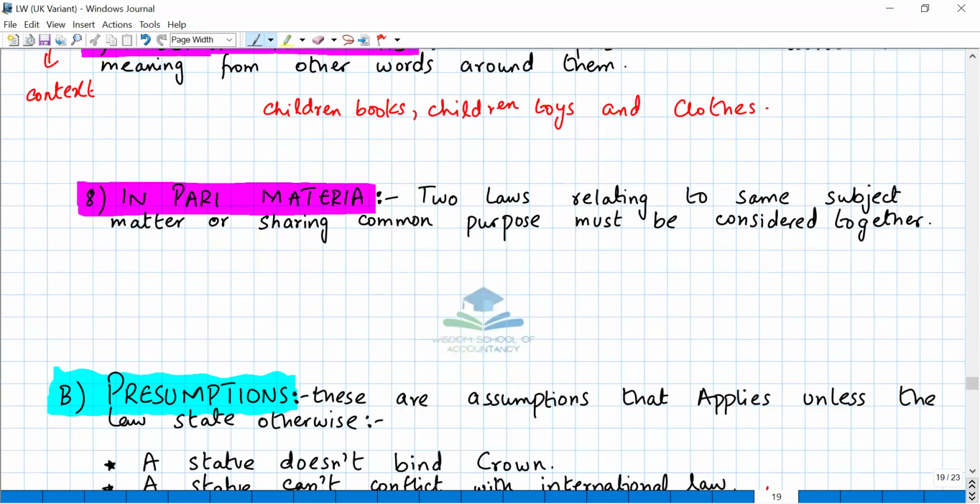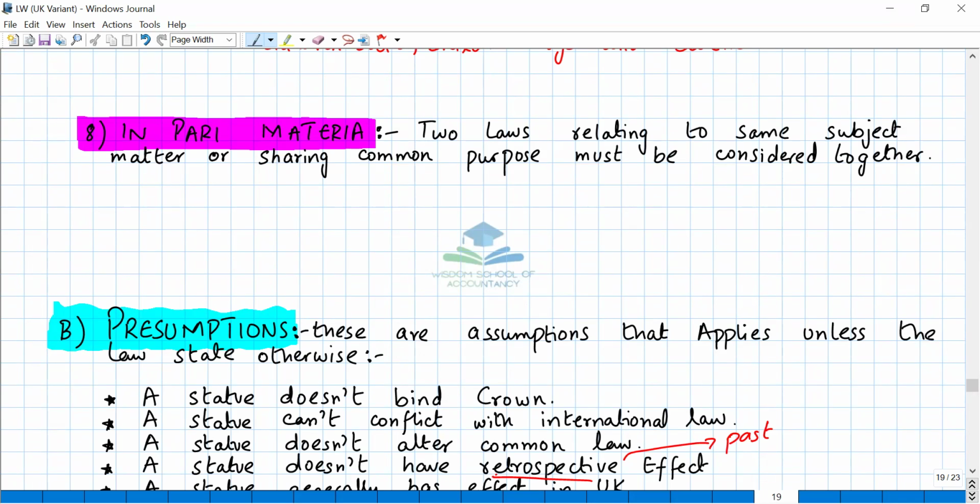Clear? In pari materia: two laws relating to the same subject matter or sharing a common purpose must be considered together. It simply means that, for example, if there's a divorce case, instead of taking one law, you can consider two laws in making the decision. The judge can consider two laws regarding the same matter to help himself in making the decision. That is known as in pari materia. You can take two or more laws regarding the same subject which have common purposes and consider them together while making the decision. If it is a marriage law, you can consider two or three different marriage laws while making a decision, if those laws are regarding the same subject matter.